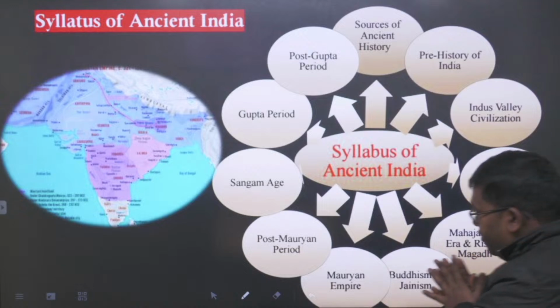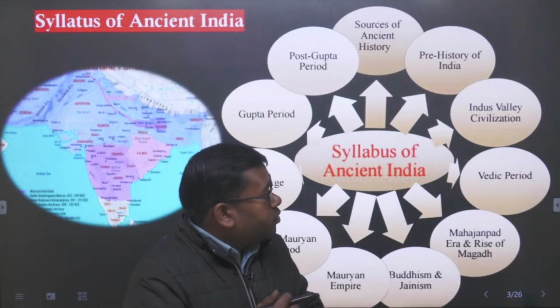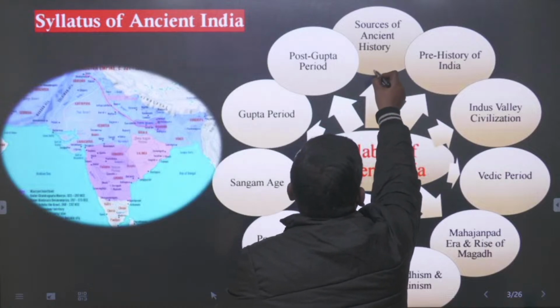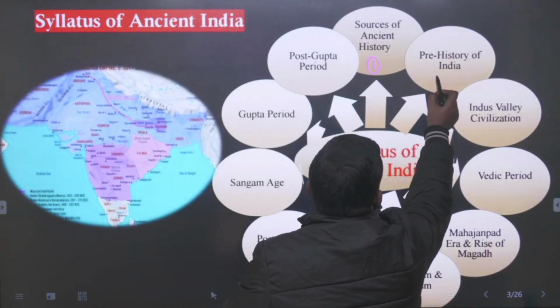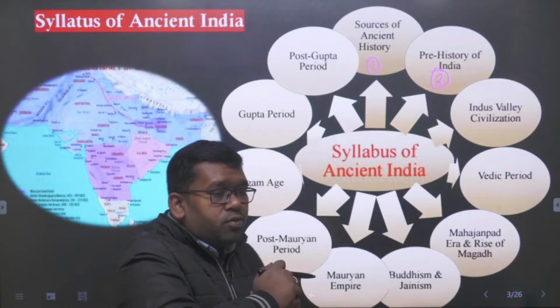The first chapter of ancient India is the sources of Indian history. The second is the pre-history of India. So first it is sources of Indian history, and pre-history of India is the second chapter. What the sources are is very important.